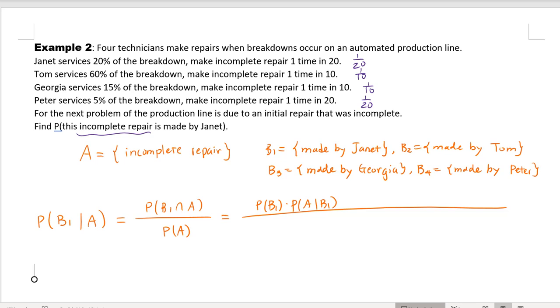And then P of A, by the total probability rule, is P of A and B1, which is P of B1 times P of A given B1, plus P of A and B2, so P of B2 times P of A given B2, plus P of A and B3, so P of B3 times P of A given B3, plus P of A and B4. So P of B4 times, oh, I ran out of space. Okay, let me move this to the left.